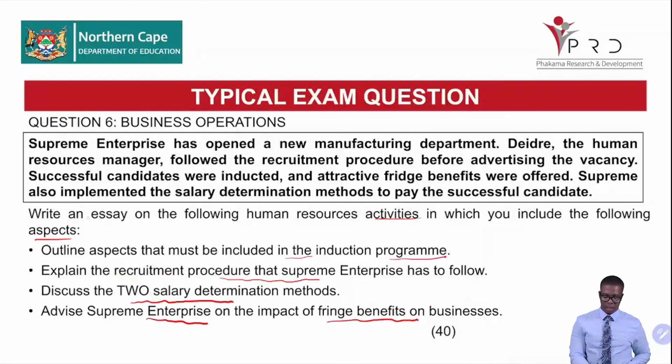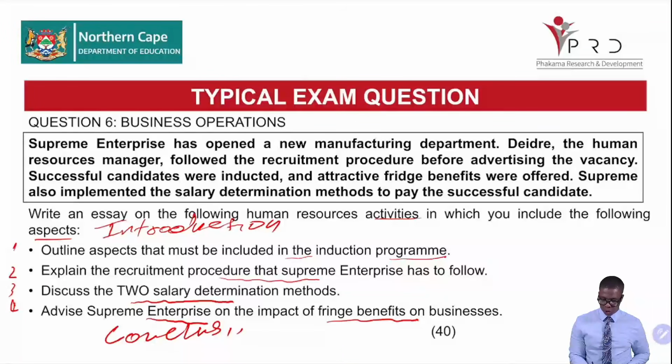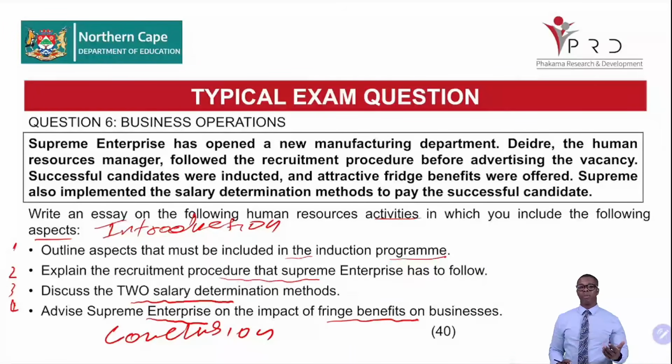What does this mean? Your essay should have what? An introduction, your first subheading, second, third, fourth, and it should also have a conclusion. So this is just a typical essay. Anything under human resources can be an essay, so prepare everything.